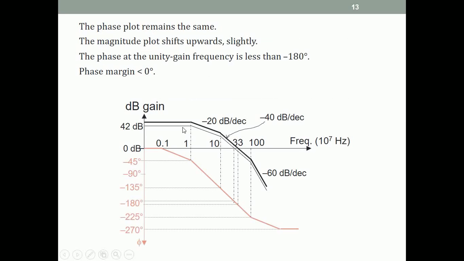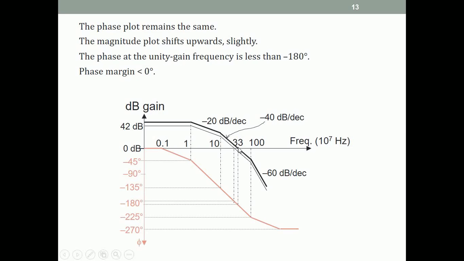Now if the magnitude plot shifts up, at the first pole frequency the magnitude is higher. At the second pole frequency, the magnitude is higher. Therefore, the frequency at which the gain becomes unity is now slightly higher than it was with the gain slightly lesser. Frequency at which the gain becomes 1 is higher. The phase plot is the same.